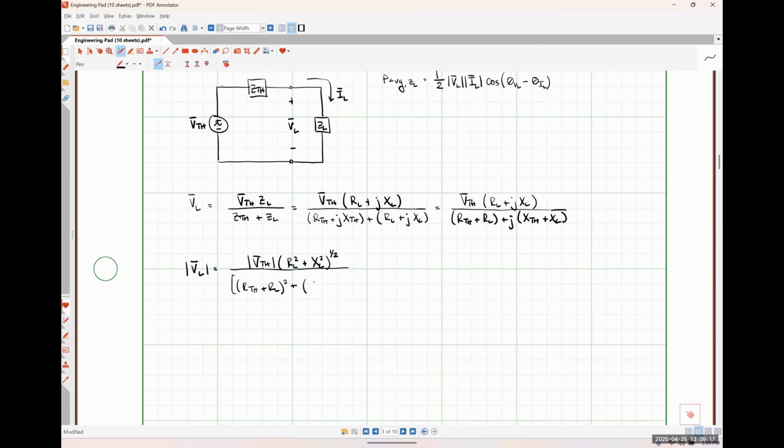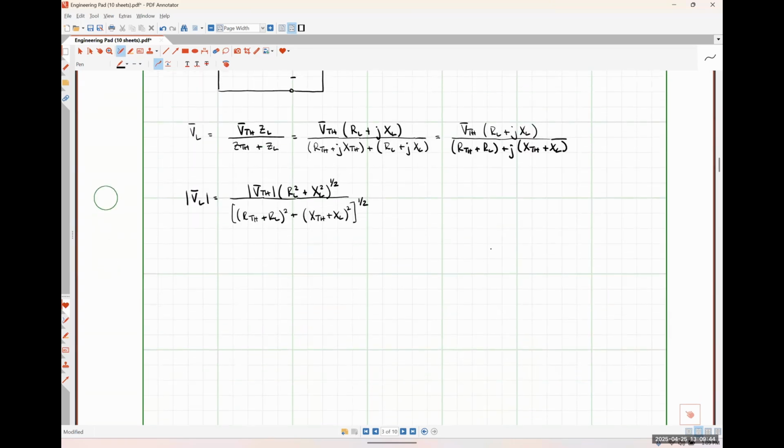Squared plus XTH plus XL squared. Close that off and then raise it to the 1/2 power to take the square root of that whole denominator. And so in a very similar treatment, I'm going to now find what my load current is, and what the magnitude of that load current is, right?